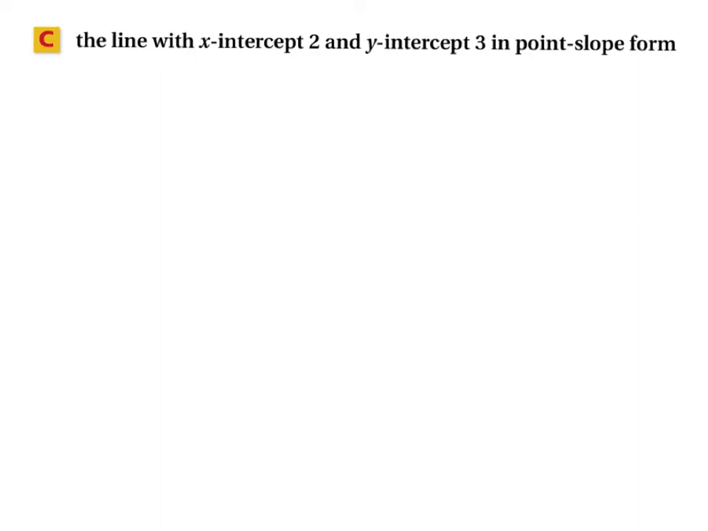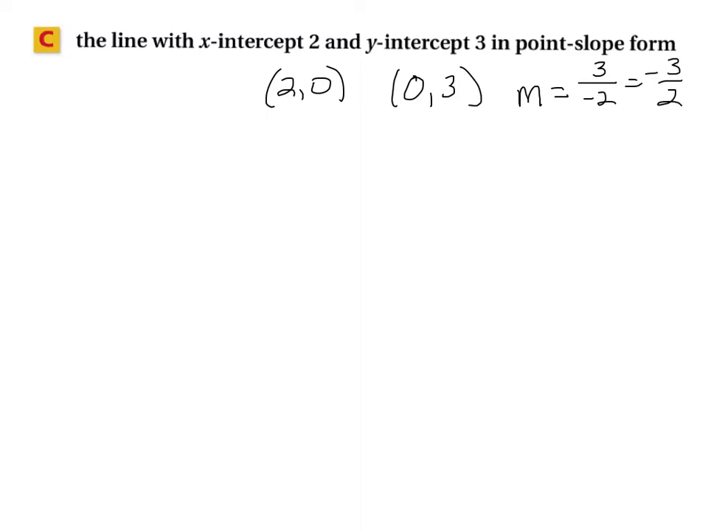Example C, we want to write an equation of the line with x-intercept of 2 and y-intercept of 3, in point-slope form. So, x-intercept of 2 means I have the point (2, 0). A y-intercept of 3 means I have the point (0, 3). The first thing I have to do is find the slope. That would give me 3 minus 0, which is 3 as the rise, and 0 minus 2, which is negative 2, as my run. So my slope is negative 3 halves.